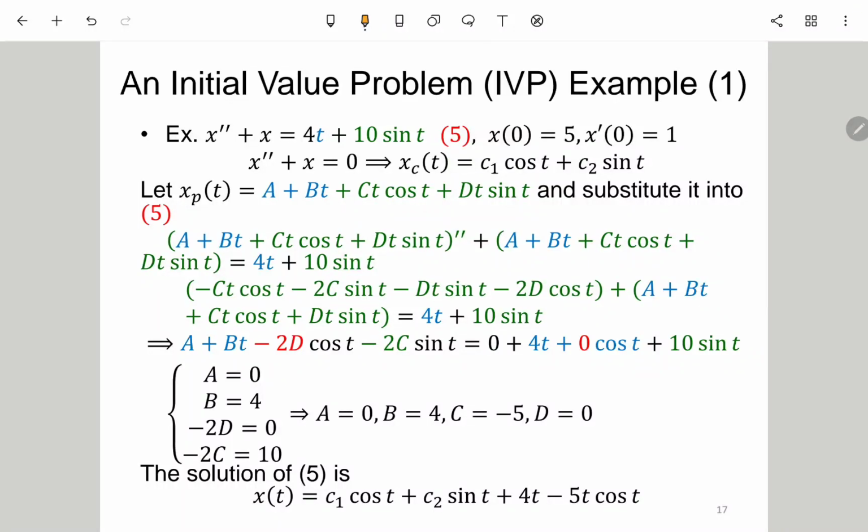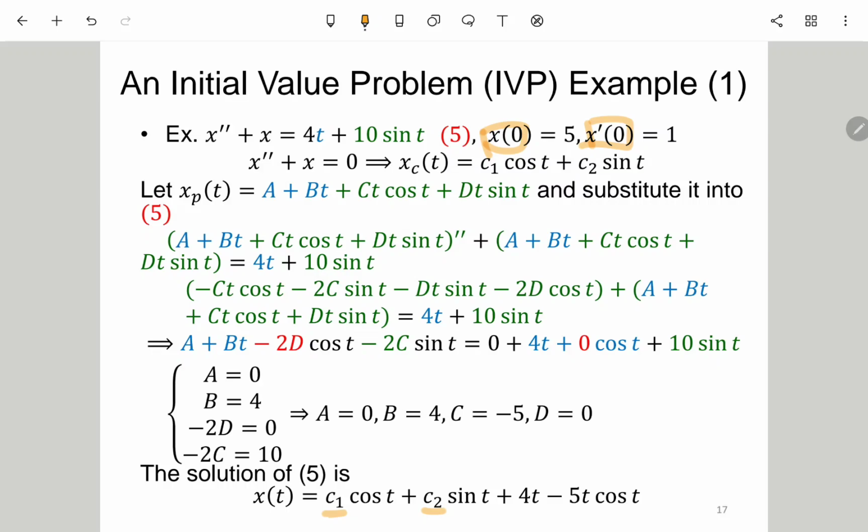Okay, so finally, we talk about an initial value problem. Which means we have the initial value x of 0 and also the first derivative of x evaluated at 0. So in this case, we will be able to determine C1 and C2 uniquely.